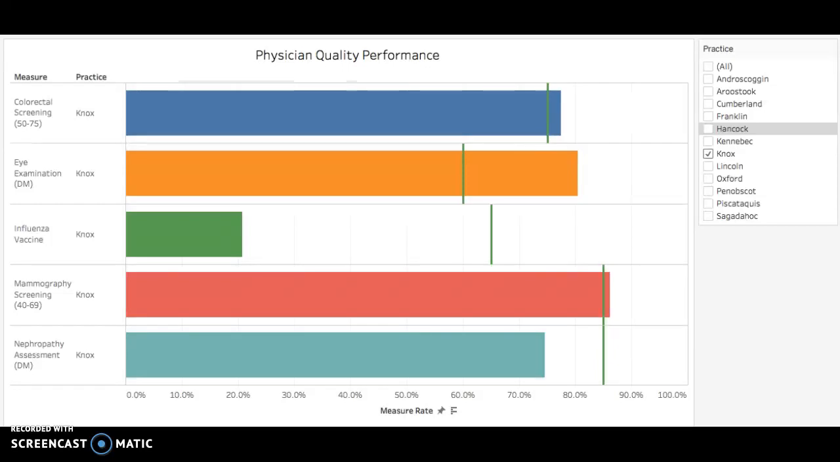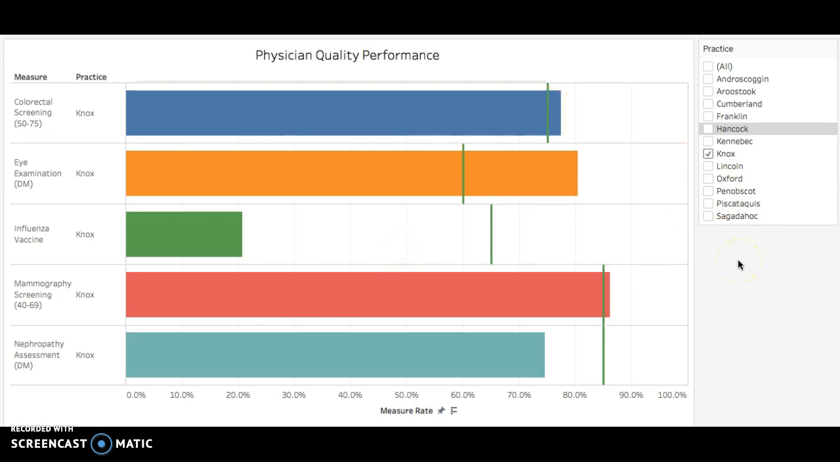In this visualization, we're going to be exploring physician quality performance for 5 key measures: colorectal screening, eye examination, influenza vaccines, mammography screenings, and nephropathy assessments. The visualization is going to represent the practices listed on the right. Based on the filter you select, you will see that data represented in the visualization.